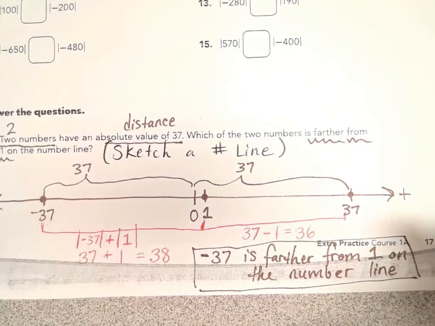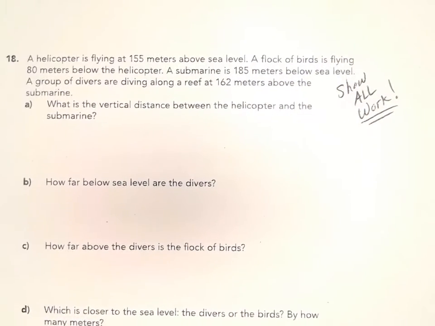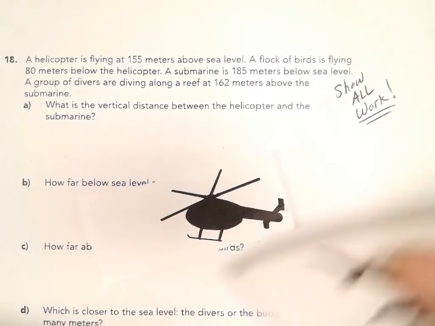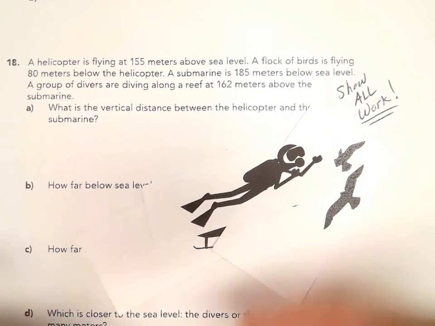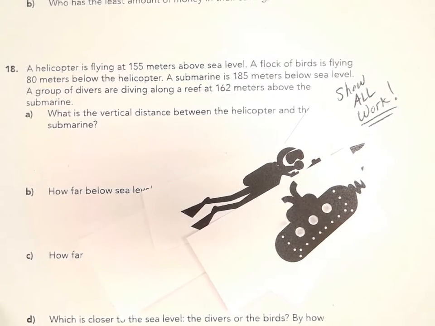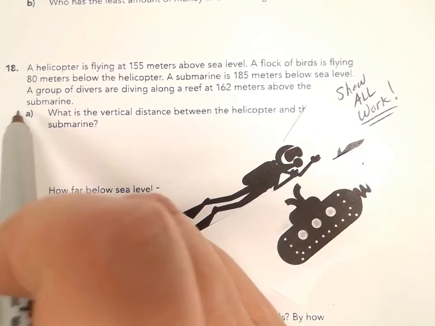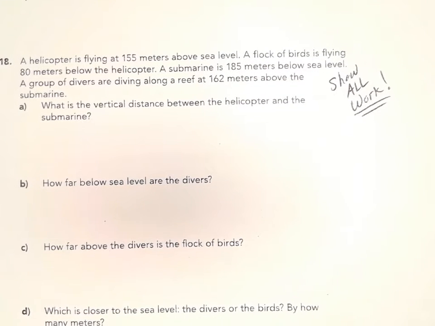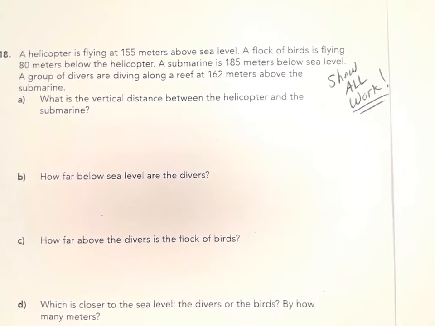The next word problem, the challenge of all challenges, is number 18. There are lots of pieces to this. We might say there are helicopters, birds, divers, and submarines, oh my, and we have to figure out what to do with them. So in number 18, we're going to read this problem and set up a number line to try to get ourselves started. We're going to read this in chunks and see if we can decode a little bit together.